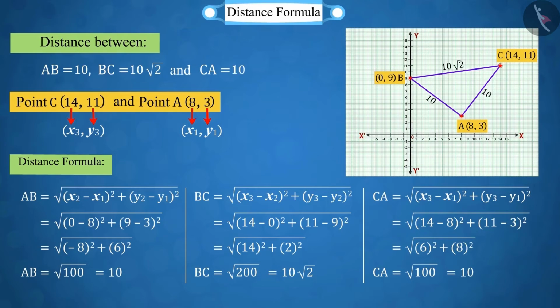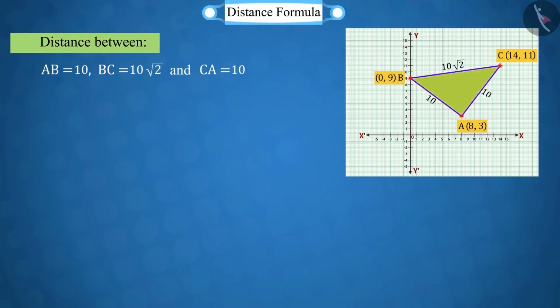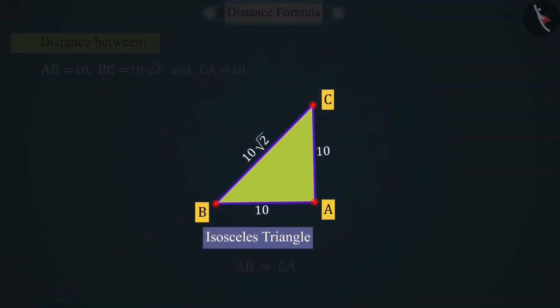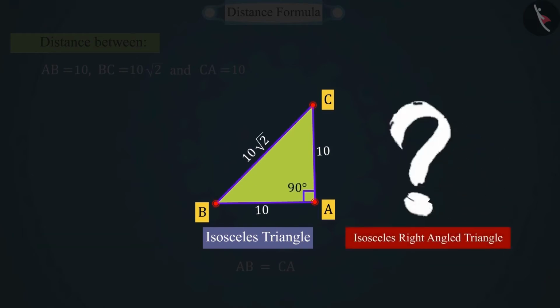Perfect. The measure of CA is 10. If you look carefully, we get the values AB and CA as equal, which satisfies the condition of an isosceles triangle. But we have to check for an isosceles right-angled triangle. Can you tell how we can check if it is an isosceles right-angled triangle?